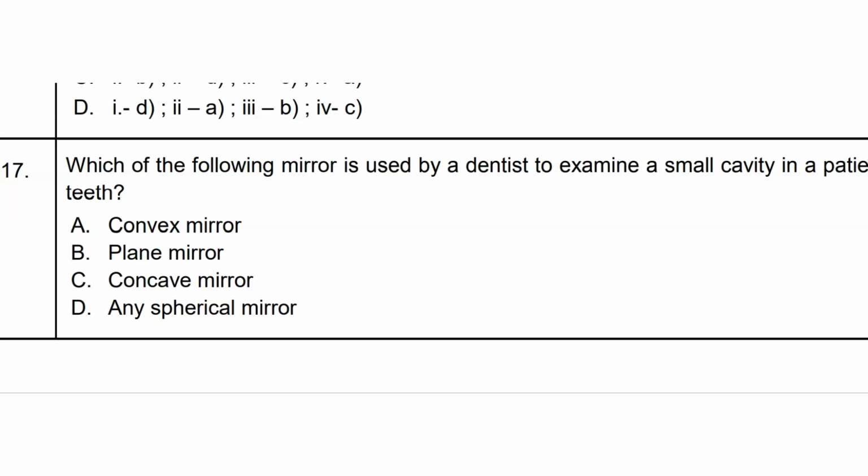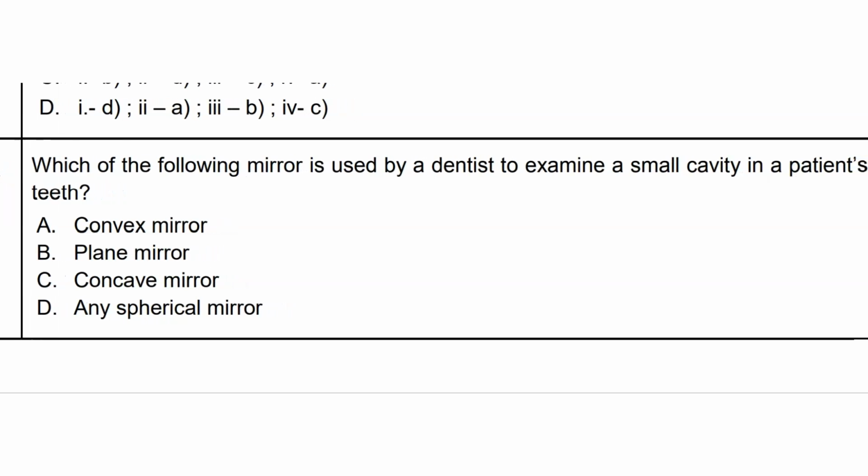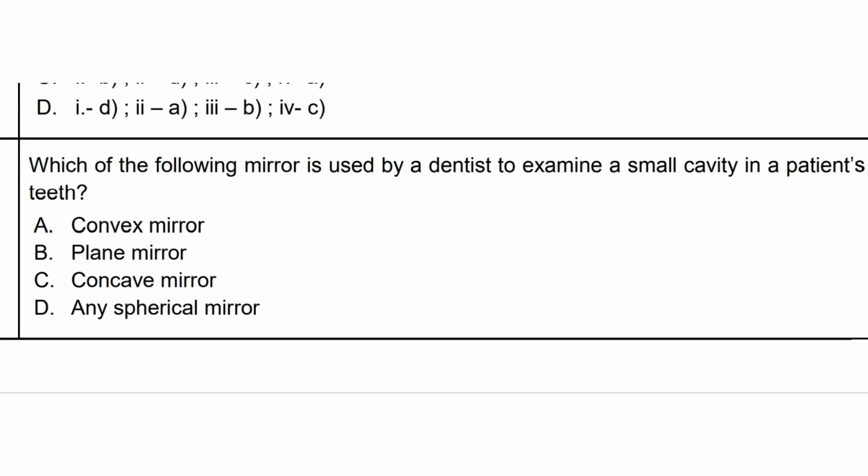Let's see the solution of the 17th question. The question is, which of the following mirrors is used by a dentist to examine a small cavity in a patient's teeth? They have given four options. We need to find that. If the dentist wants to examine the small cavity of the teeth, he needs an enlarged image. So which mirror will be giving an enlarged image? We know that it is a concave mirror. So the option for this question is C.